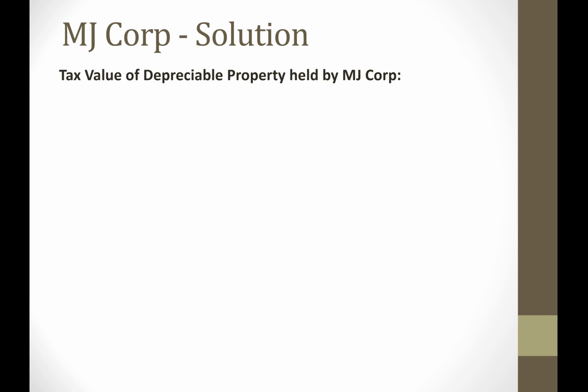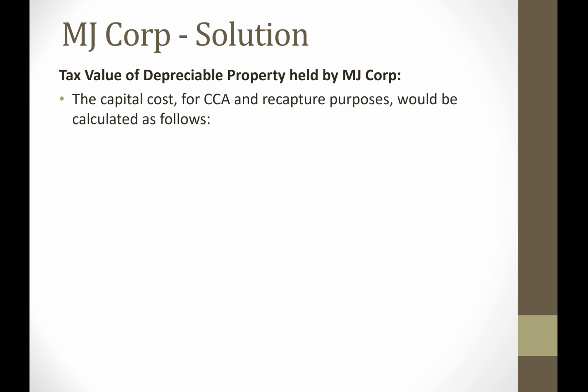The next requirement was to look at what are the tax values of the depreciable property held by MJ Corp. MJ Corp will now own the depreciable property. Now because this is a depreciable asset, there's going to be a different value for CCA purposes versus for capital gains purposes. So let's do the capital cost value for CCA purposes first.